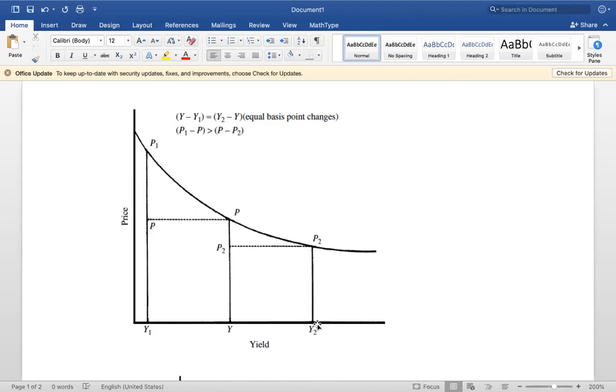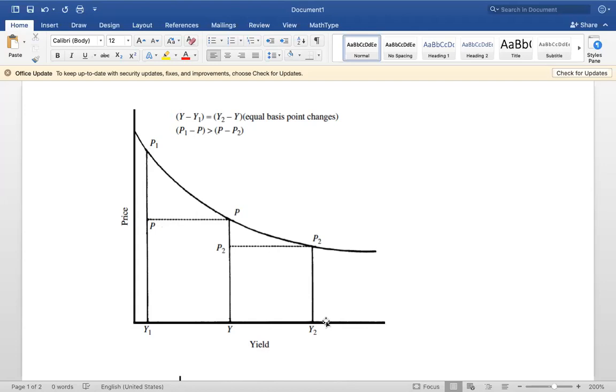You can see that the yield is decreased from Y to Y1 and increased from Y to Y2, and this increase and decrease in the yield is the same. So the magnitude of change here, which is negative, is the same as the magnitude of change here, which is Y minus Y1 equals Y2 minus Y, an equal basis point change. But you can see that the vertical distance from the horizontal axis, the yield, to the intercept on the graph shows the price. And you can see the change in the initial price when the yield declines from Y to Y1 is high as compared to when yield increases from Y to Y2.